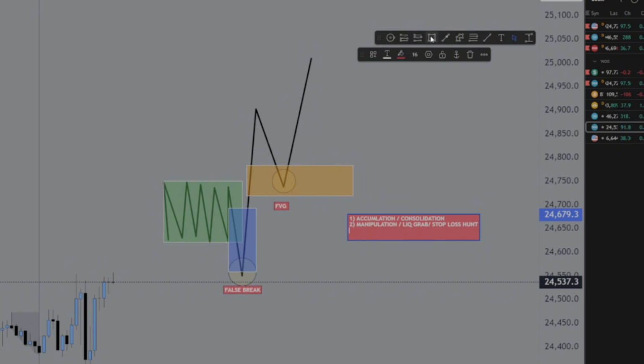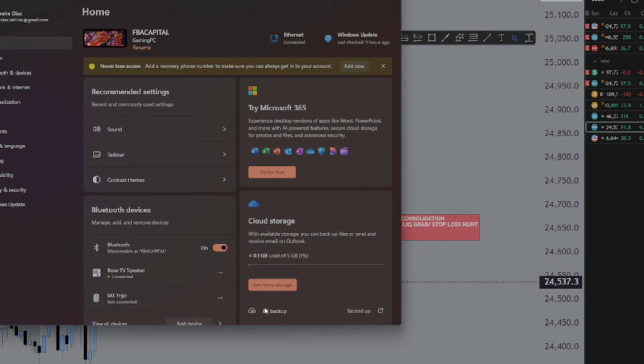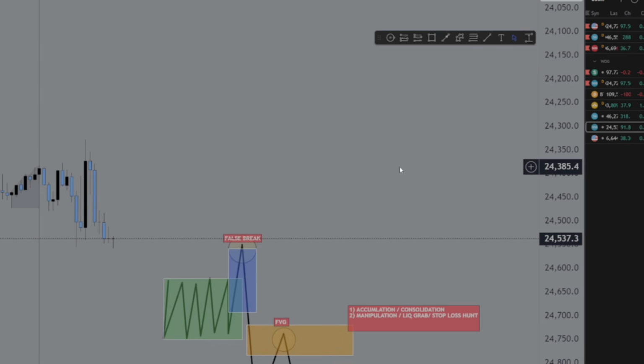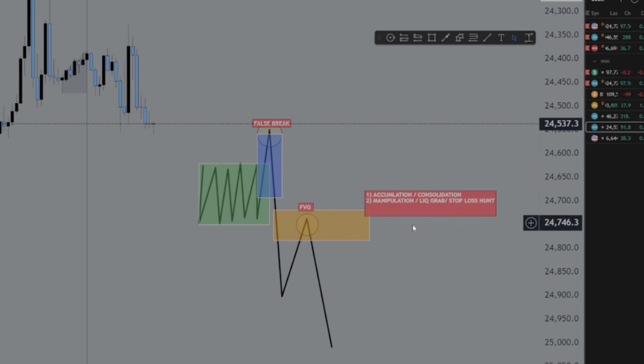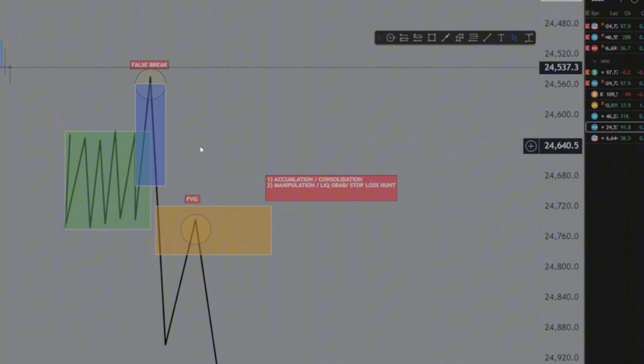A lot of the time, though, what session do y'all think this move is happening in? What's the main session this happens in? Even if it looked like this, the trend doesn't matter. It could be upside down. What session does this mainly happen in? This false break type of move.